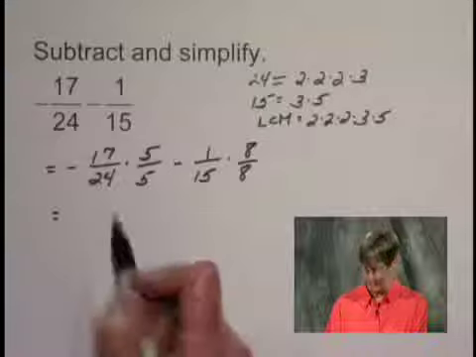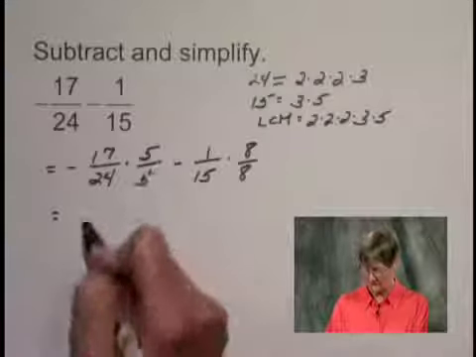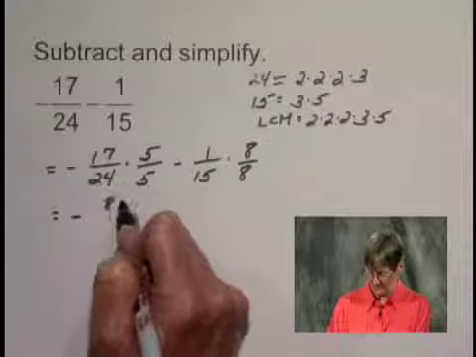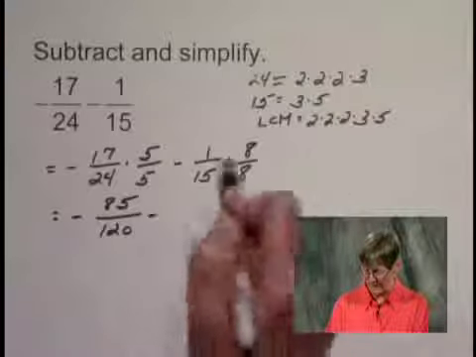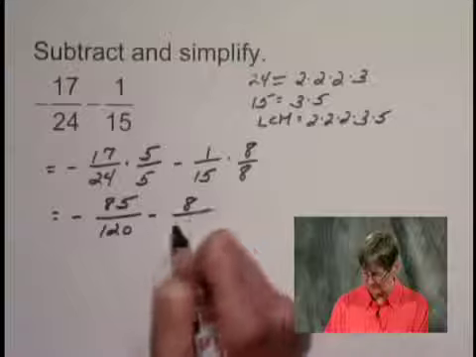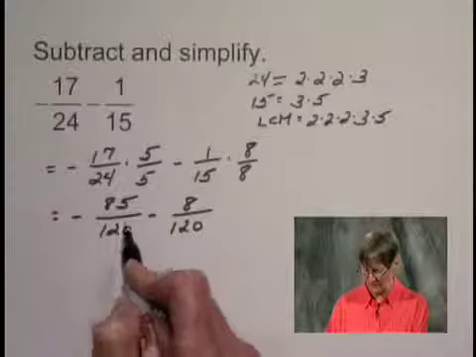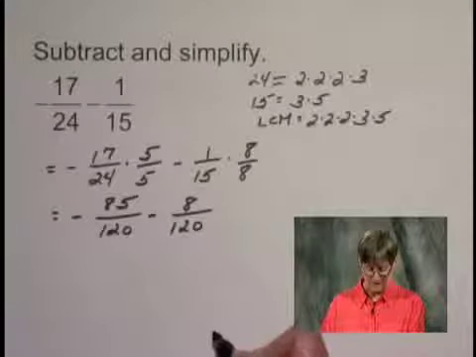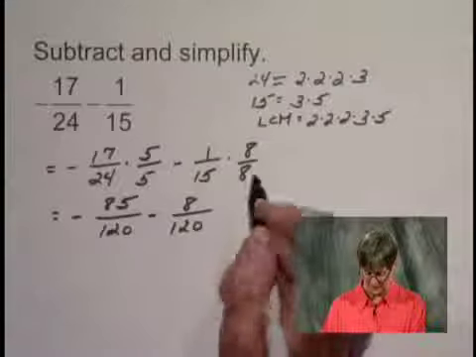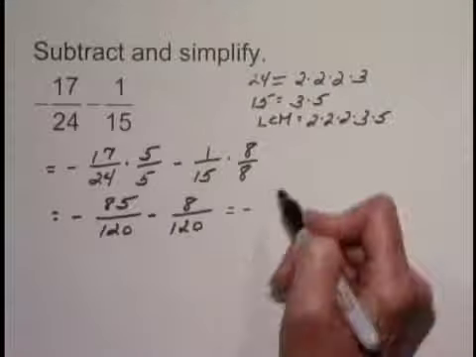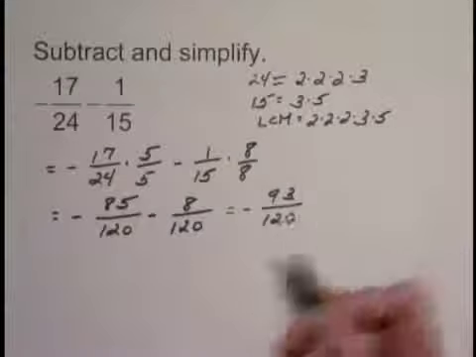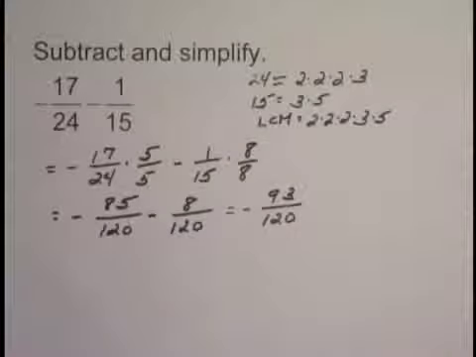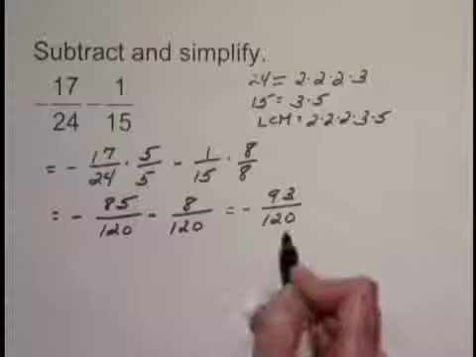And now doing the multiplications, 17 times 5 is 85. So I'm going to have negative 85 over 120, and 1 times 8 is 8. So I have negative 85 over 120 minus 8 over 120, which is negative 93 over 120. And now we need to look and see if we can simplify this result.